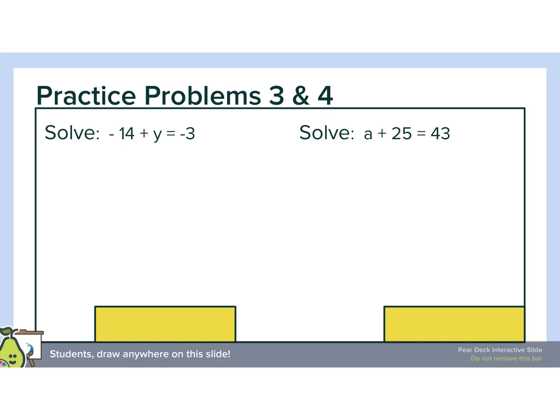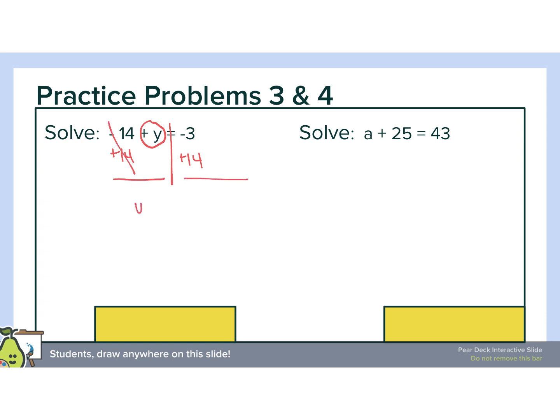Practice problem 3. Okay. So this one is like backwards because it doesn't start with the variable, but that's okay. I want the y by itself over here on side 1. There's a negative 14. So how do I get rid of a negative 14? I add. We always do the opposite. So we're going to add 14 on both sides.